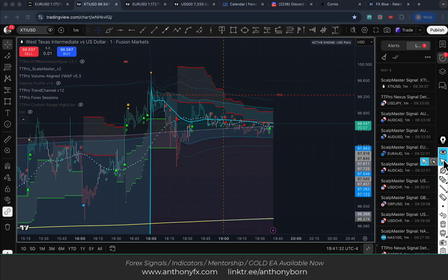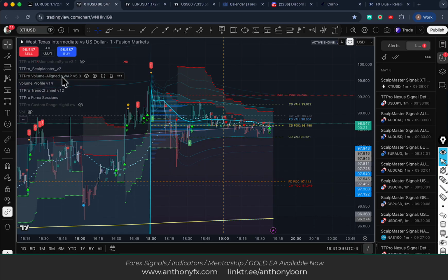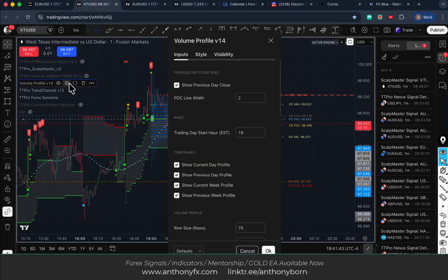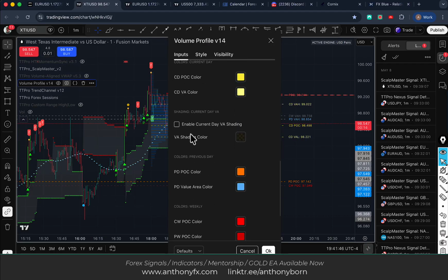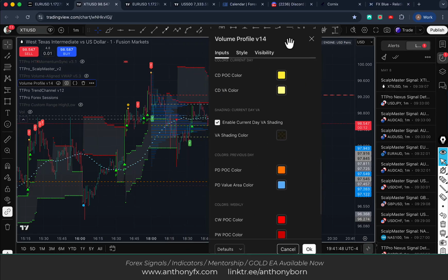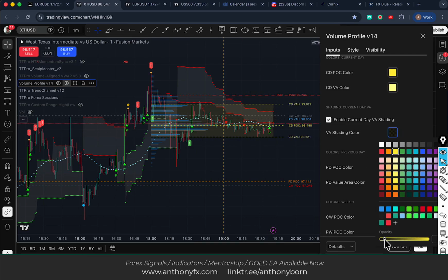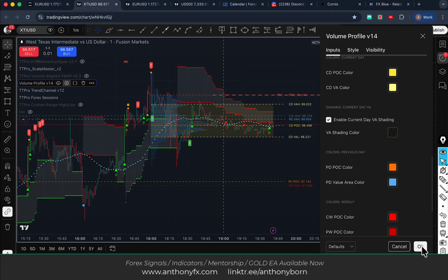That's the first thing. The second thing you've got is the volume profile, right? So let's just take VWAP out. Now, what you can do if you want to is come down here and enable the shading. There's your volume profile shading. So you've got shaded areas everywhere. It's probably a bit bright. Drop it back. Go okay.